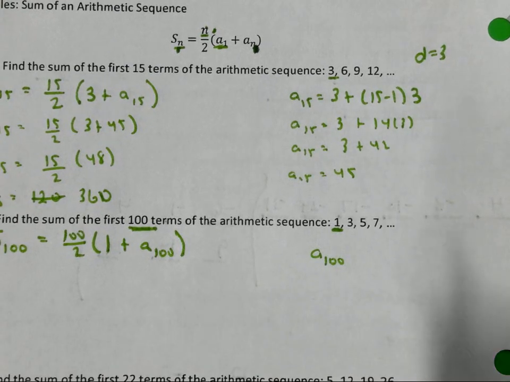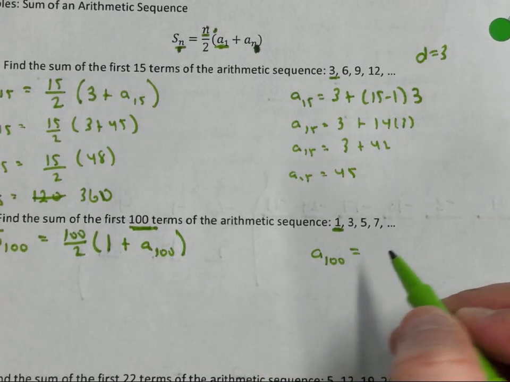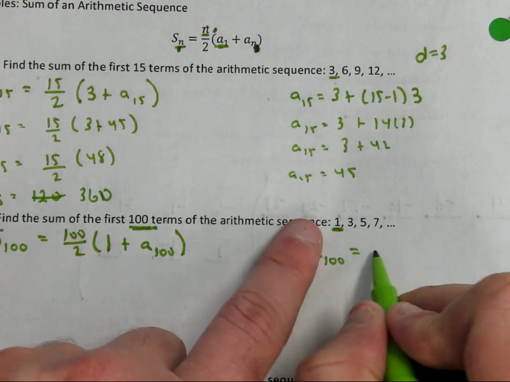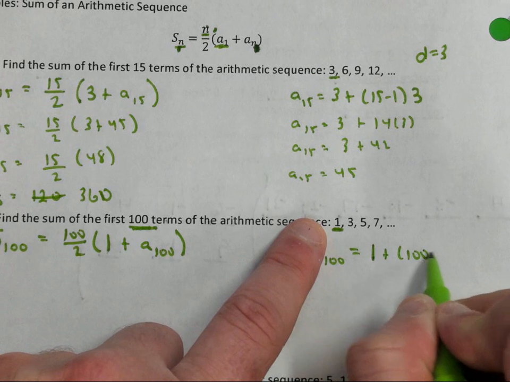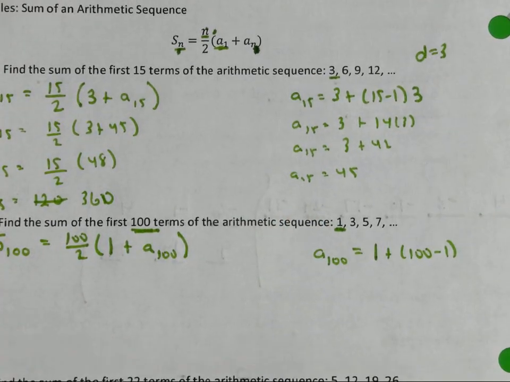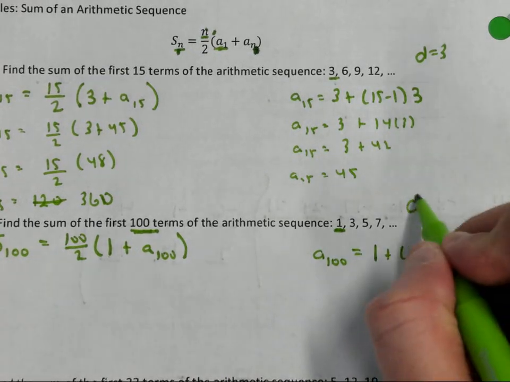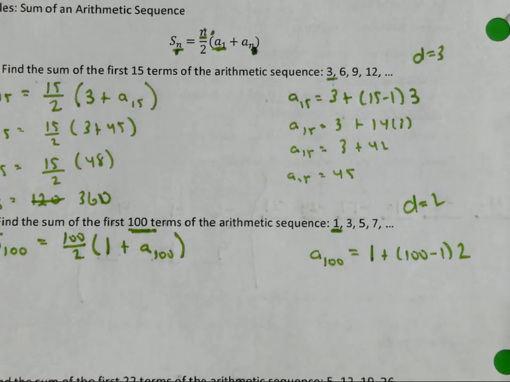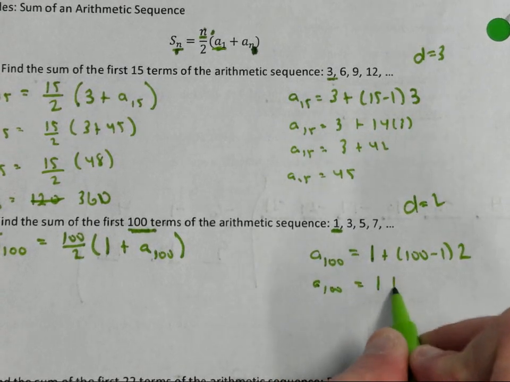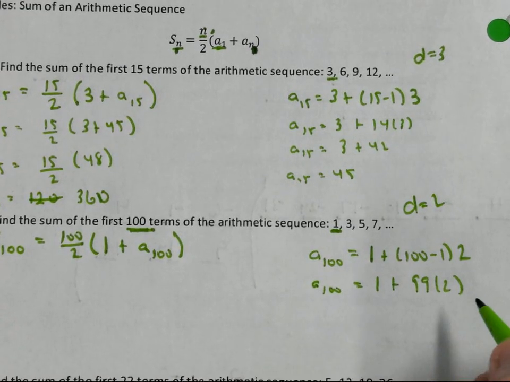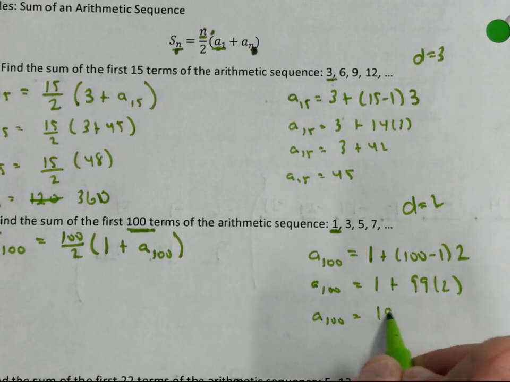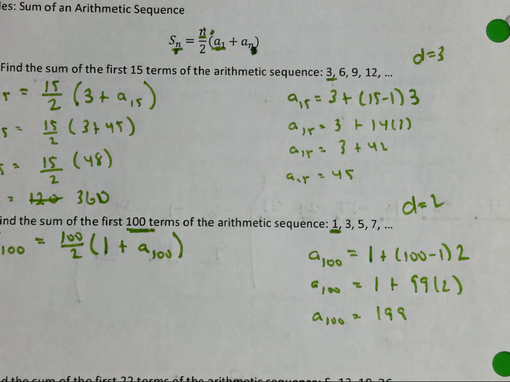I've got to go to the side. A sub 100 equals, using my formula right here, a sub 1 is 1, plus 100 minus 1. How would I find my common difference? 3 minus 1 is 2. So I will put a 2 there. So a sub 100 equals 1 plus 99 times 2. And that comes out to what? 199.